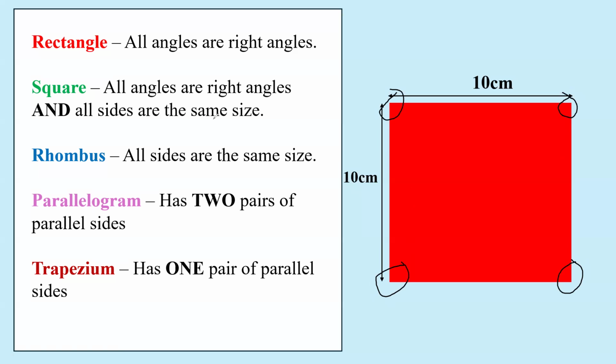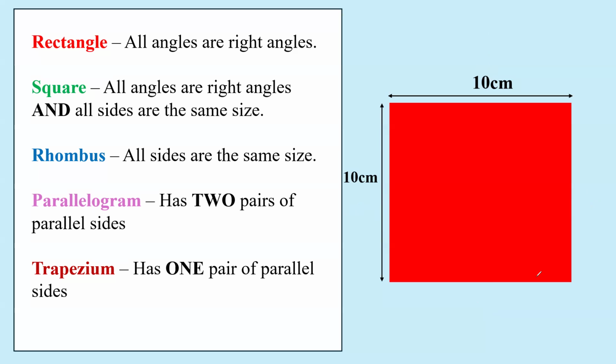Then we've got square. All angles are right angles. Yes, we know that all angles are right angles, but does it satisfy the other definition? Are all sides the same size? Yes, they are. We've got 10 centimeters at the top, and therefore the bottom must also be 10 centimeters. We've got 10 centimeters on this left side, and therefore on the right side must also be 10 centimeters. So it satisfies both definitions. Therefore, we can call this shape a rectangle, and we can call it a square.